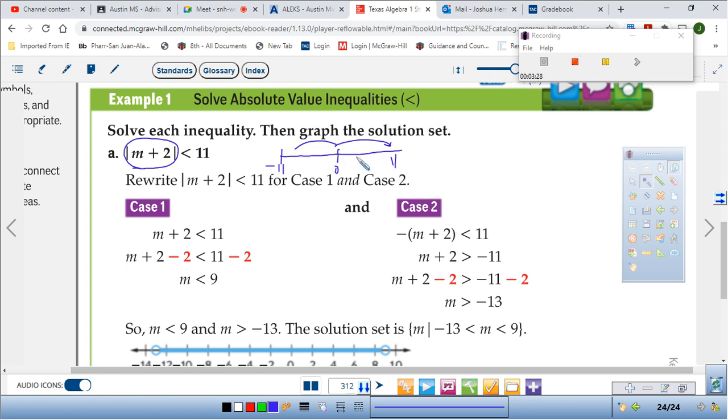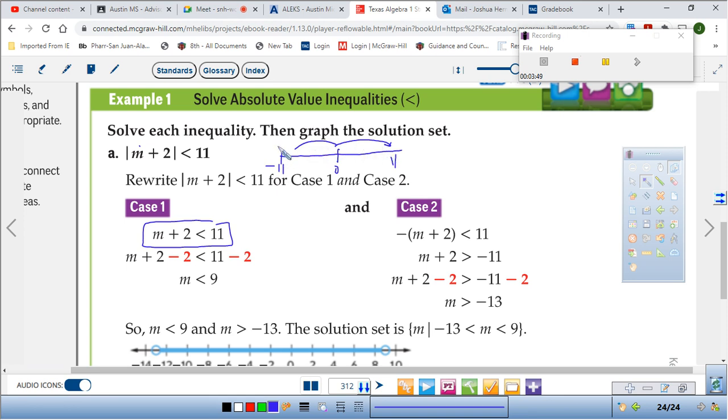So we're going to write this here. We're going to use this to our advantage. We'll go with this part first. We're going to say these numbers are less than 11. What numbers? The distance away from 0. In this situation, they're saying m plus 2 is the distance. So this distance away from 0 is less than 11. But please make sure you understand the idea. This part is less than 11, going this way.